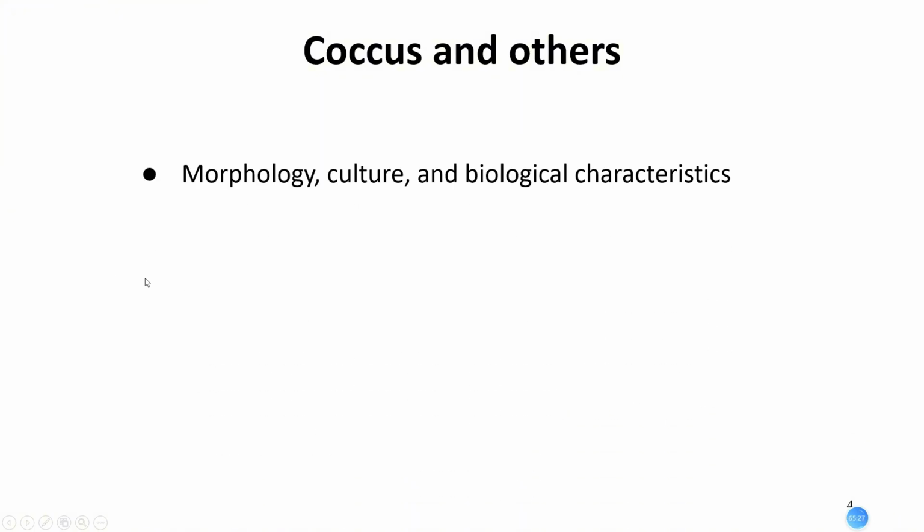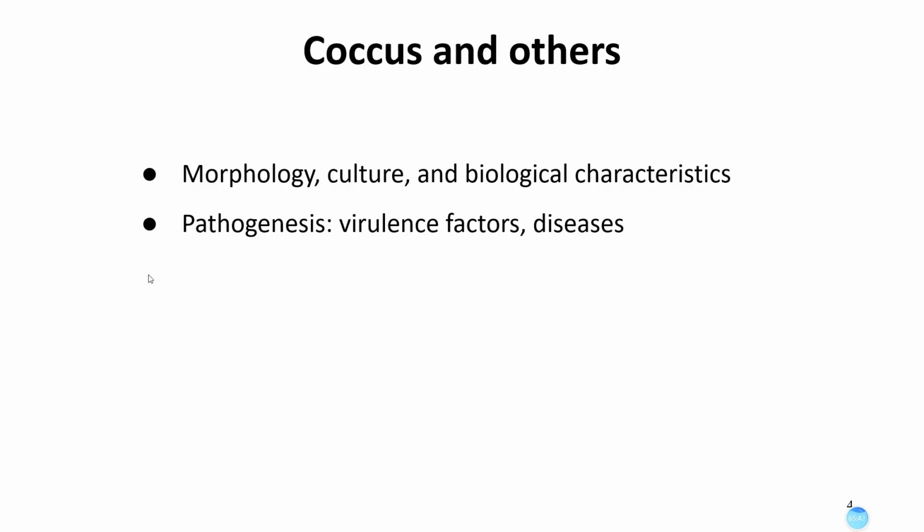And from today on, whenever we introduce any specific pathogen, we'll learn in a similar pattern. We'll learn several important pieces of information about the pathogen. First, we want to learn about their morphology and the method to culture them. And also we want to know their biological characteristics. And we want to study their pathogenesis. So we want to learn their virulence factors and also the disease it causes. So that's the clinical findings.